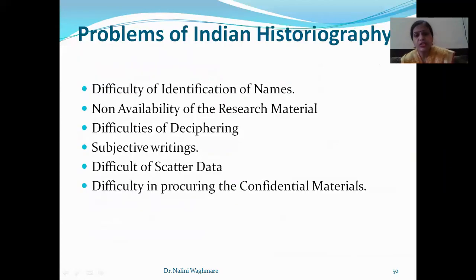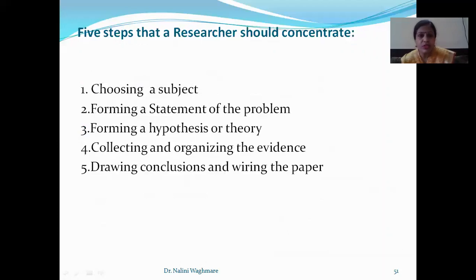Then while doing research, Indians also face many problems when we consider ancient Indian history. These are the few problems I have mentioned here: subject writing, difficulty of scattered data, difficulty of identifying names, and sometimes language also. Then the first step: researchers should concentrate on choosing a good subject, forming a statement of the problem, forming a hypothesis, collecting and organizing the evidence, then drawing a conclusion and writing the paper.